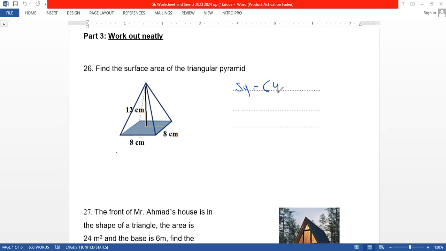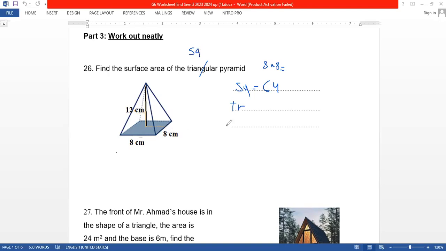You have to show it like this, or you have to write 8 times 8 equals 64, as I mentioned. Now triangle, we have 4 triangles. By the way, find the surface area of the pyramid. This is not a triangle pyramid, this is a square pyramid, just to take this into consideration.